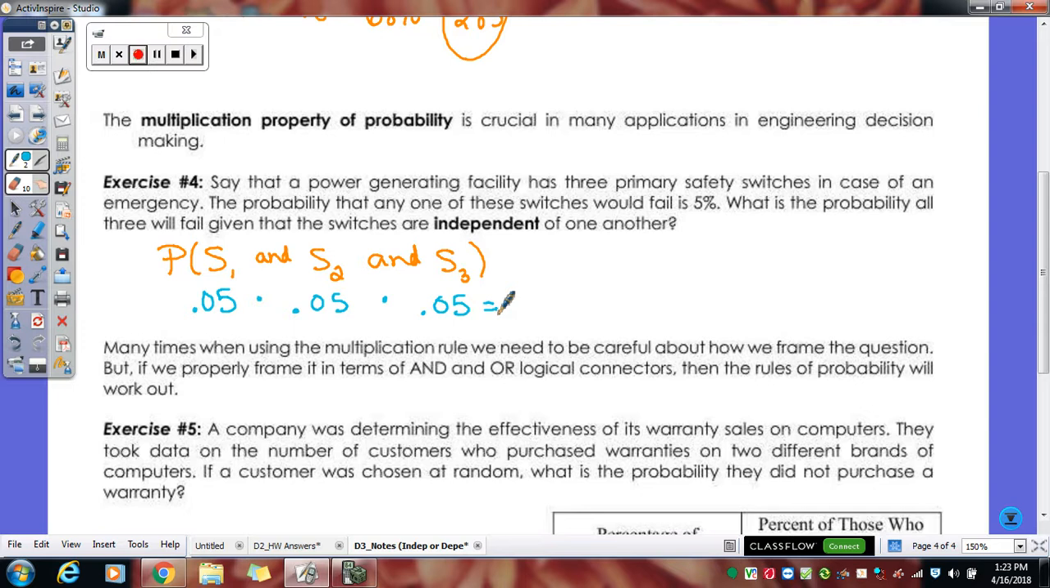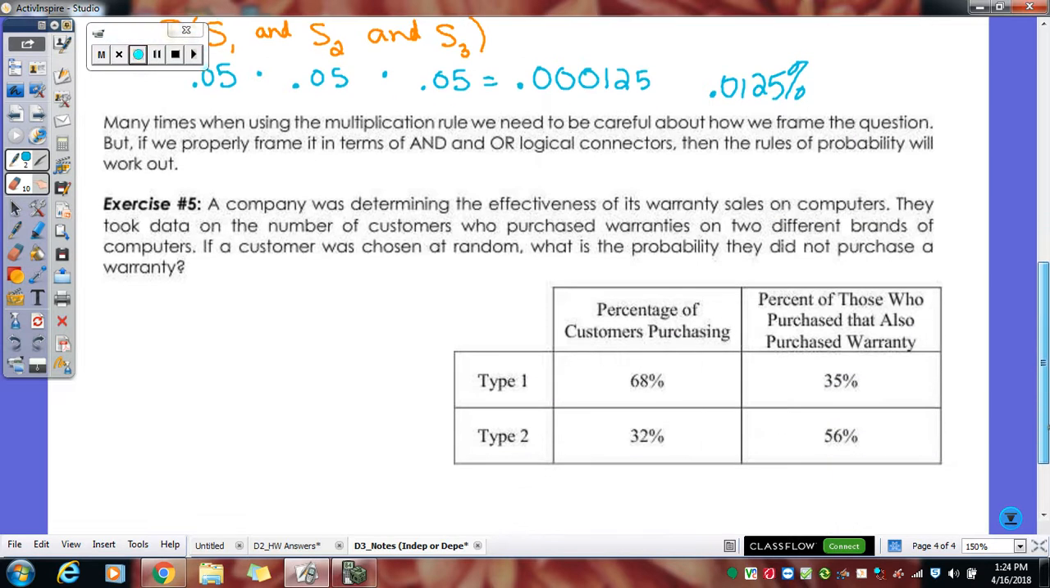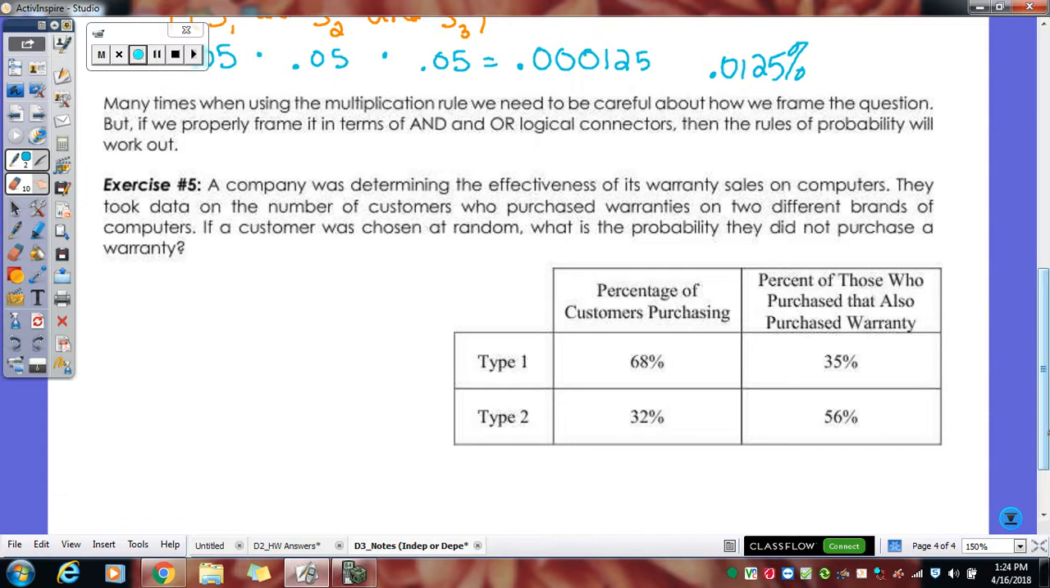1.25 times 10 to the negative 4. So that's 0.000125. As a percent, that would be 0.0125%. Remember, you move your decimal 2 places to the right. So is it very likely that all 3 of them fail? Well, less than 1%. It's not very likely. There's a higher chance that you get hit by a refrigerator falling on you.